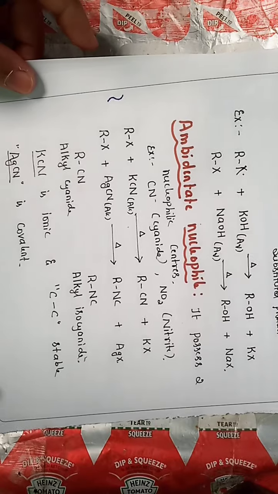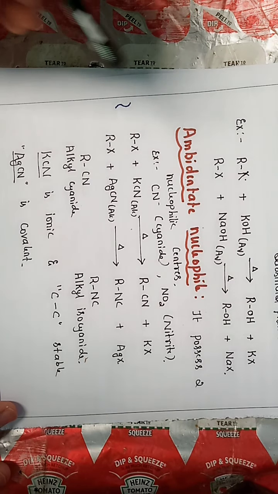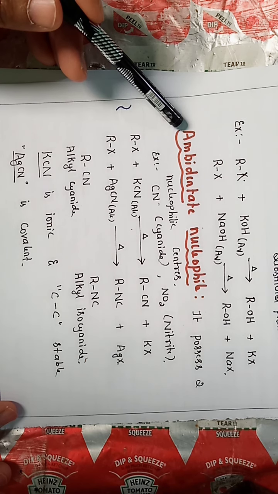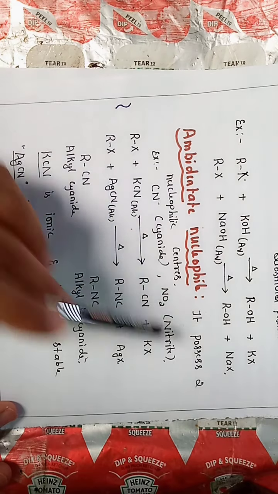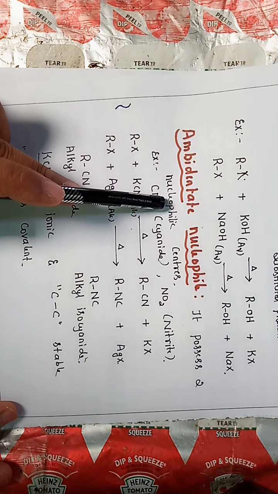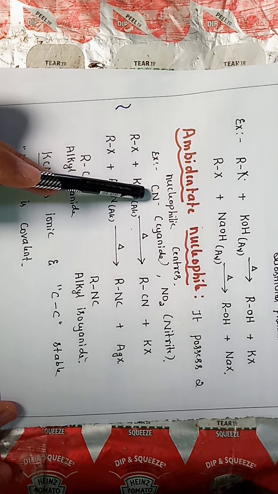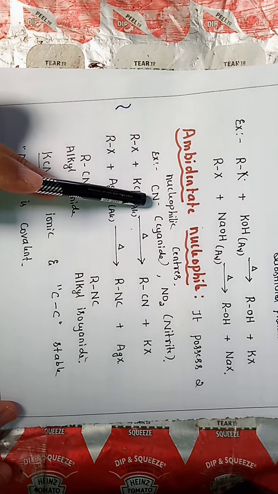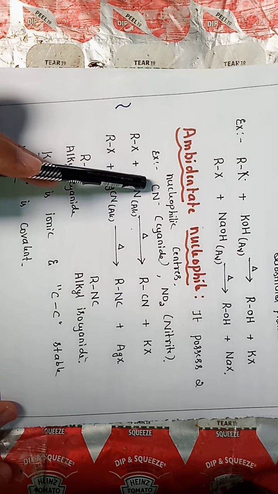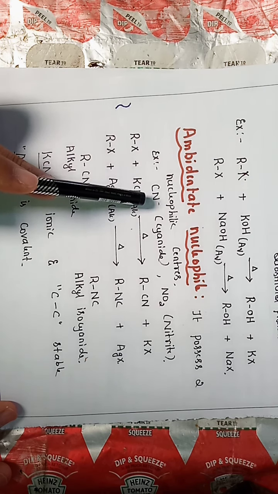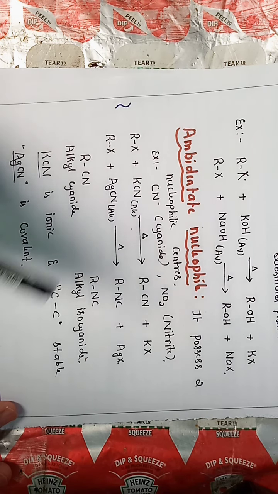Now another important topic related to nucleophile is the ambidentate nucleophile. Ambidentate nucleophile means that in a particular nucleophile you can find two nucleophilic centers. For example, cyanide is an ambidentate nucleophile because here nitrogen can act as a nucleophile and carbon can also act as a nucleophile. Okay, one nucleophilic center at a time.